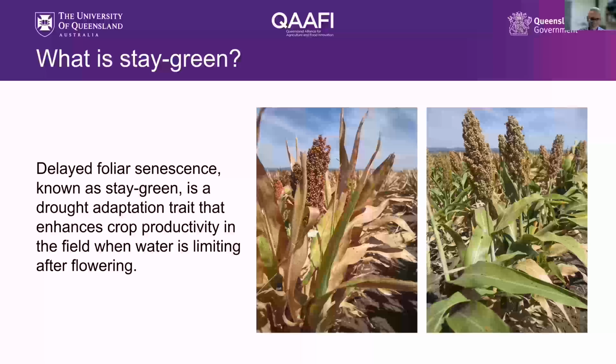So what is stay green? Delayed foliar senescence, known as stay green, is a drought adaptation trait that enhances crop productivity in the field when water is limiting after flowering.